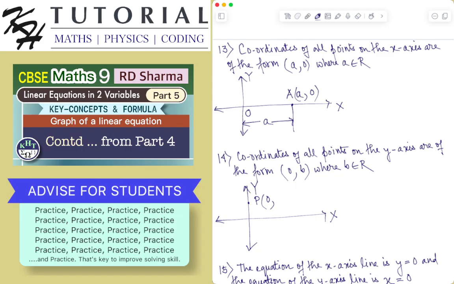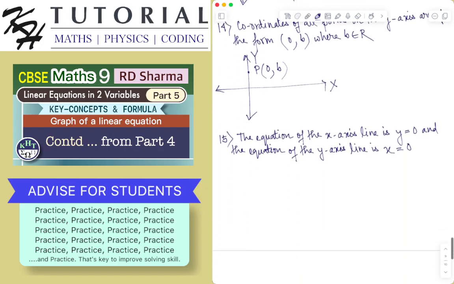If it is above the x-axis, the ordinate could be anything b, where b is a real number. b will be positive if the point P is lying above the x-axis, and b will be any negative real number if the point P is lying below the x-axis. Depending on the distance of the point P from the x-axis, b will change, and b can have any real value. So the coordinates of any point lying on the y-axis are always of the form 0, b.